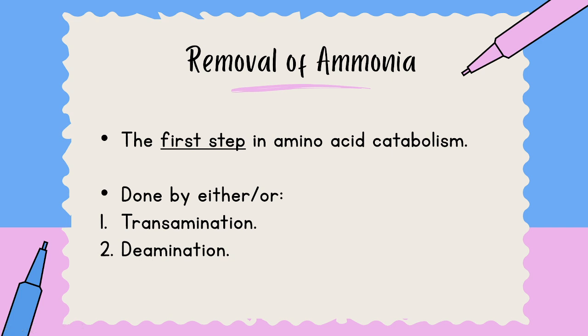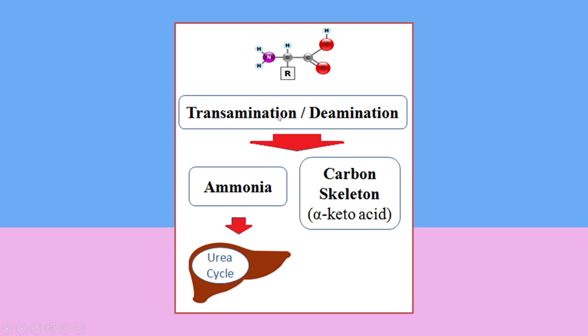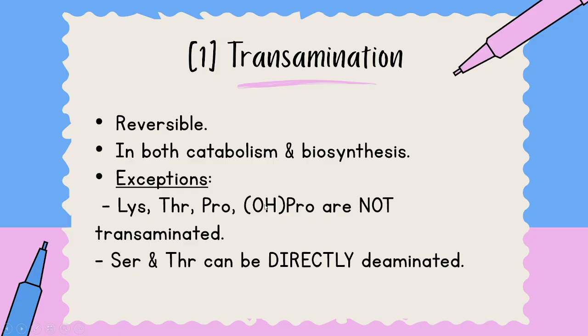How is ammonia removed from the amino acid? The first step in amino acid catabolism is the removal of ammonia, which is done by either transamination or deamination. Transamination is a reversible reaction. We have transaminases that are active in both catabolism and anabolism.